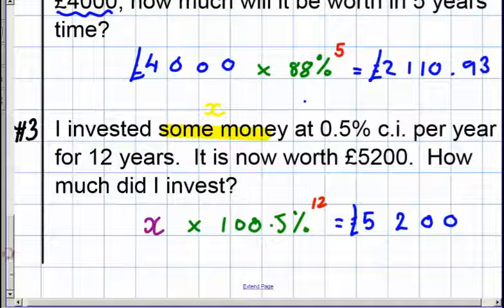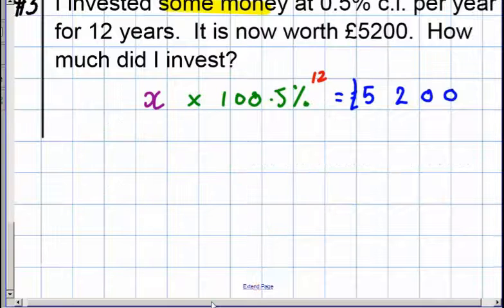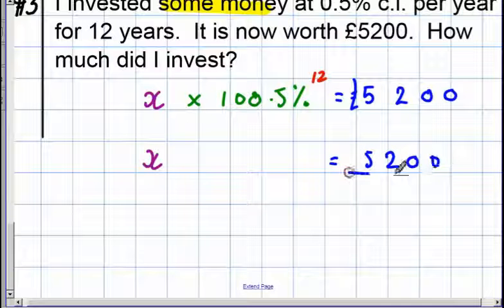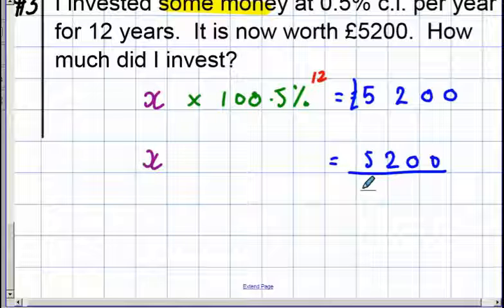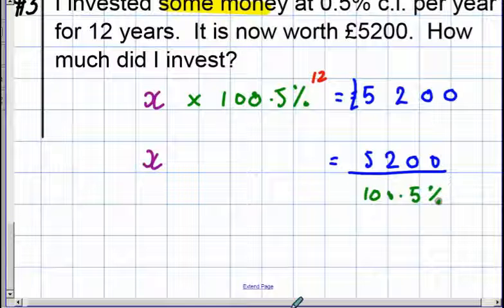So can anybody tell me, think about what we did earlier, how I would rearrange that so that I could work out what X was, the amount I invested? We do X equals 5,200 divided by 100.5% to the power of 12. Well done. Obviously that's extended this recording by about another couple of minutes, but hey, we got there.